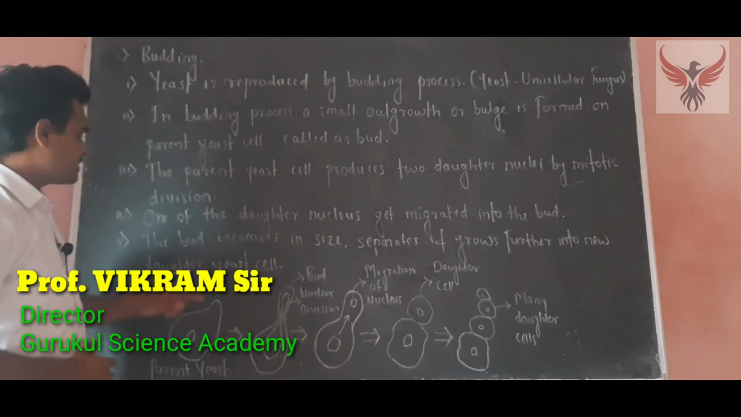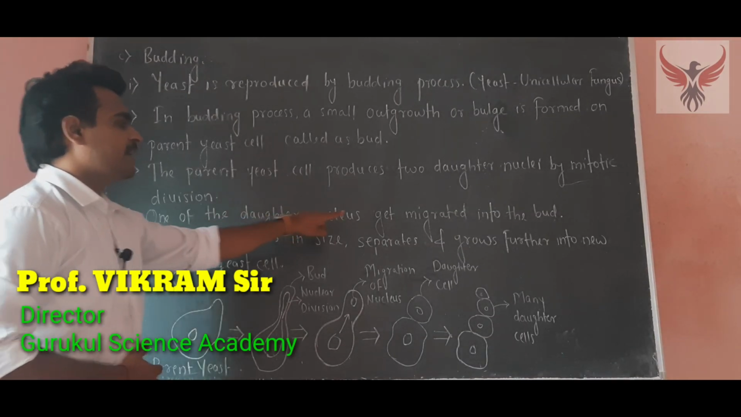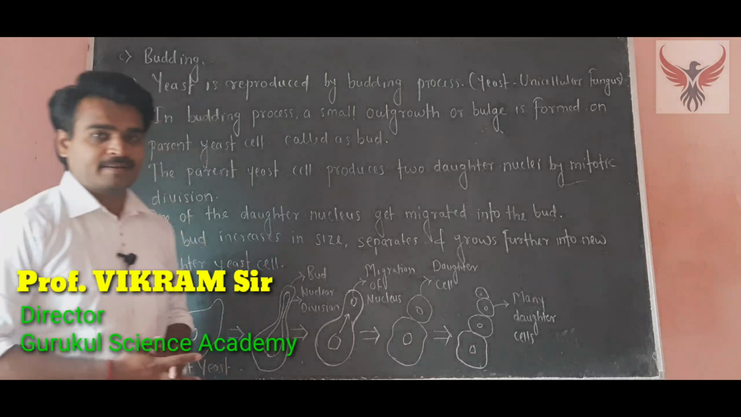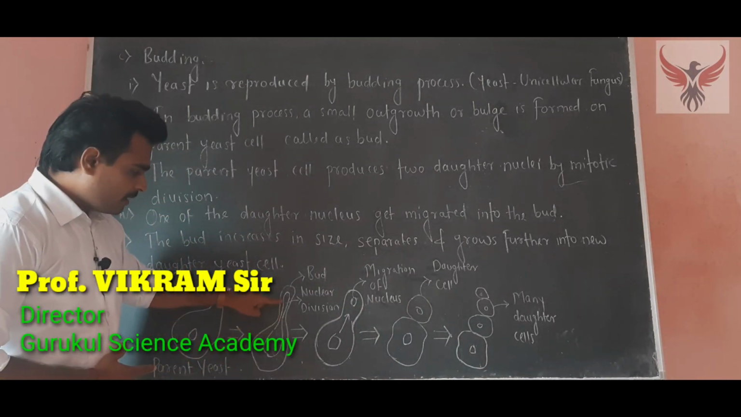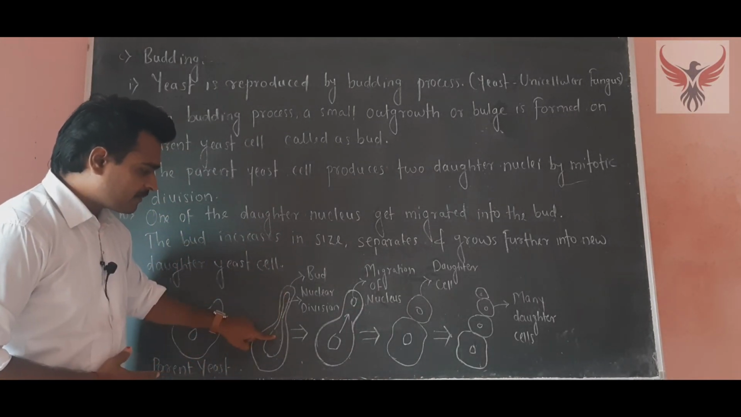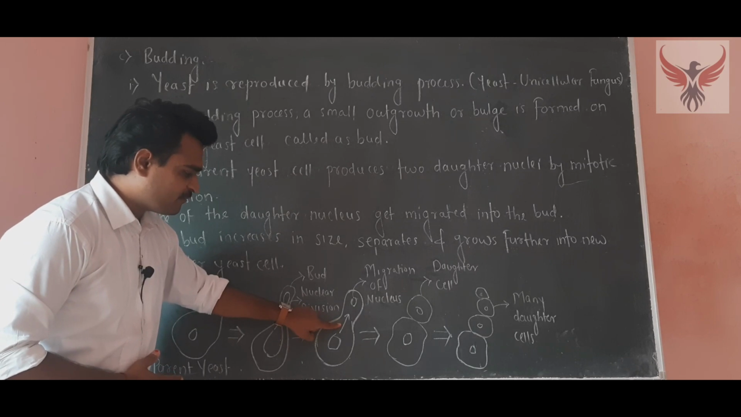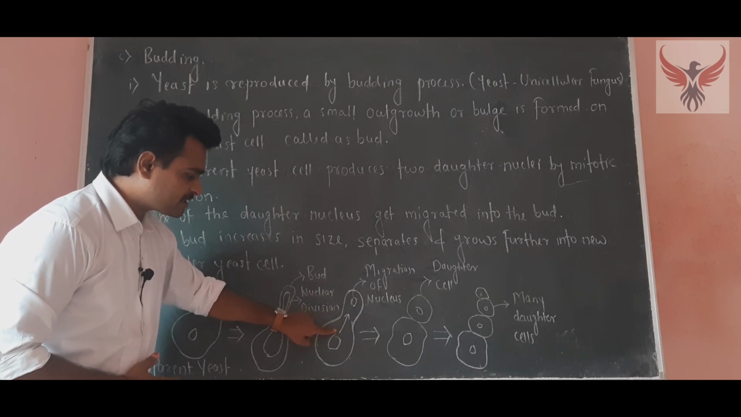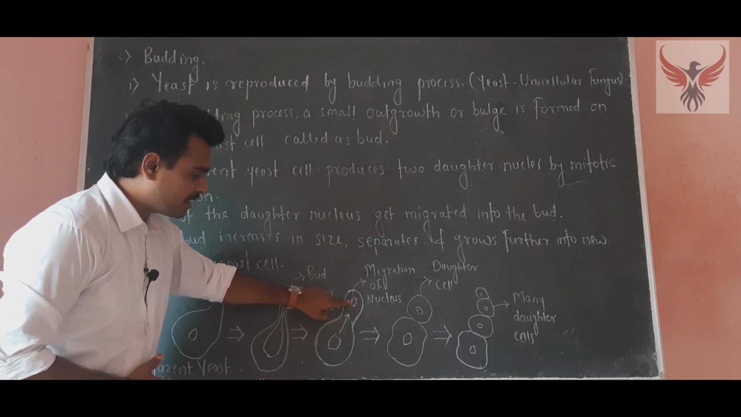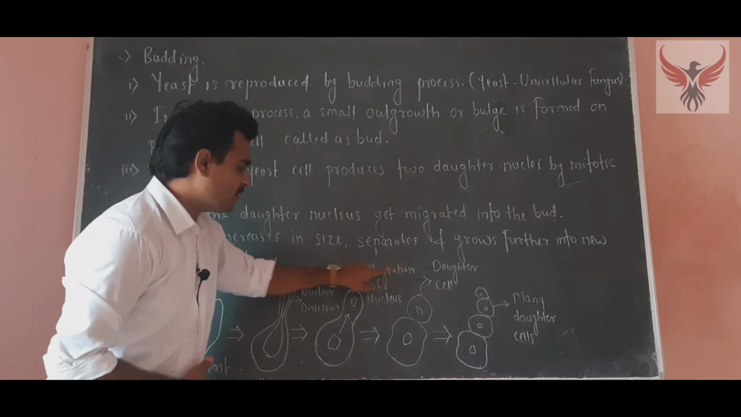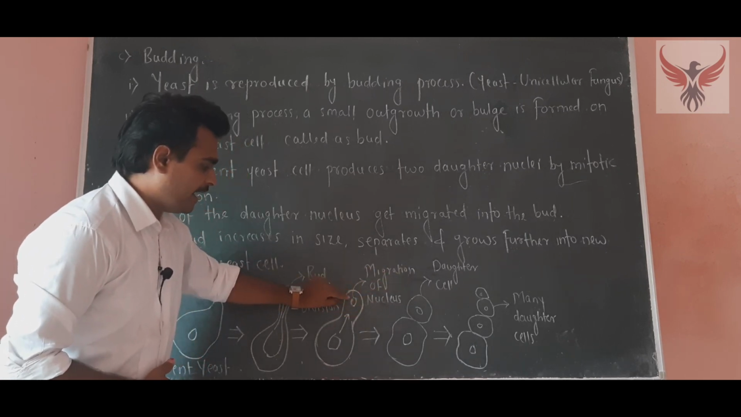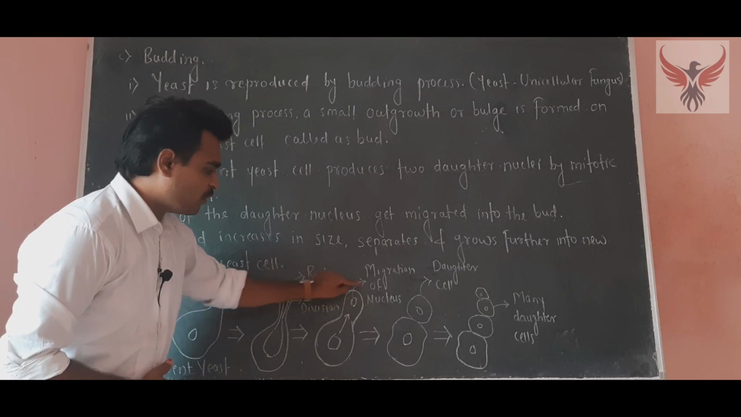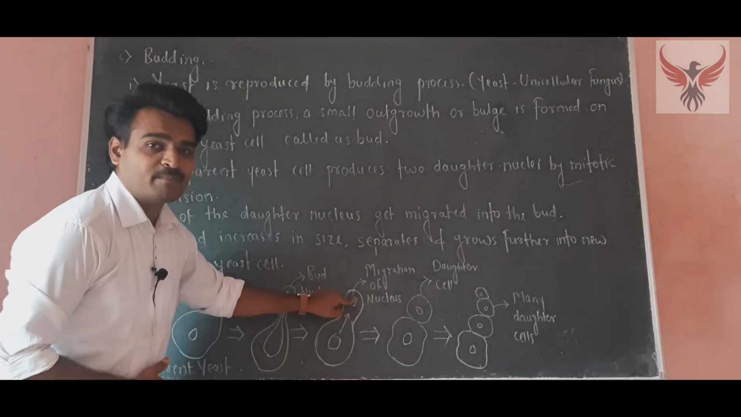After that, the fourth point is, one of the daughter nuclei migrates into the bud. You can see here, after nuclear division the new nucleus is formed. This new nucleus migrates into the bud. Here migration of the nucleus occurred, and the new nucleus migrated into the outgrowth.